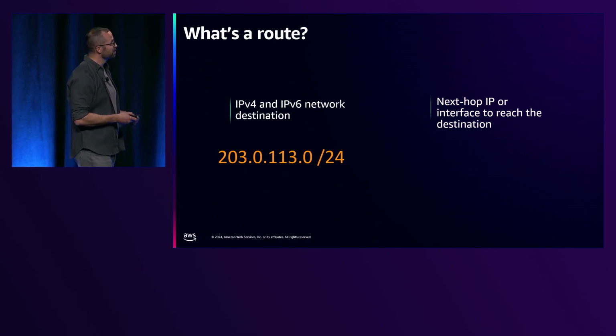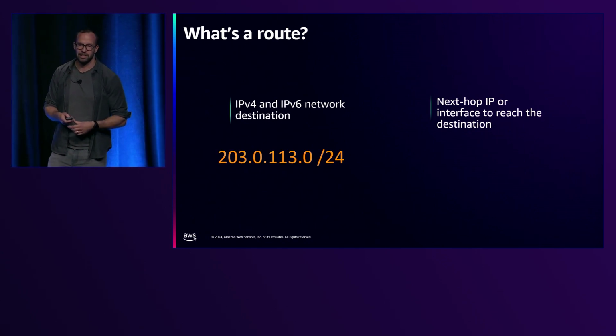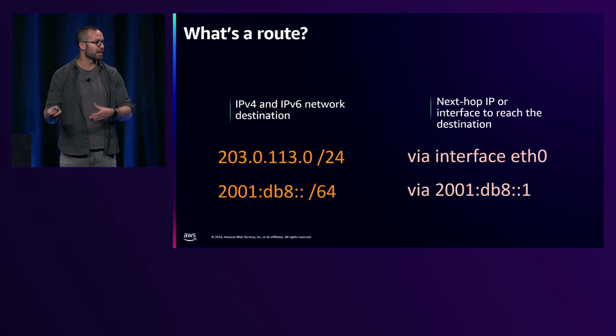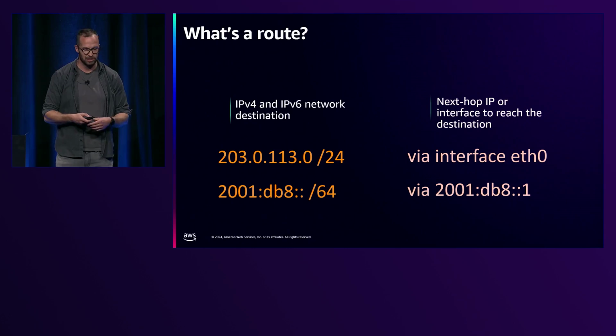So an example here is an IPv4 route, and then the next hop is an interface, or an IPv6 route, and then the next hop to get us to this destination would be some v6 IP address.